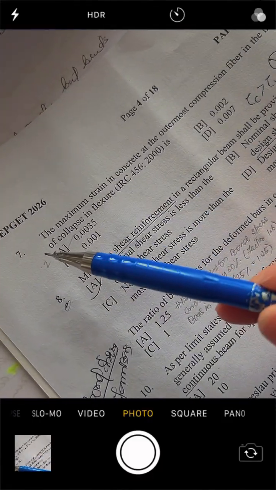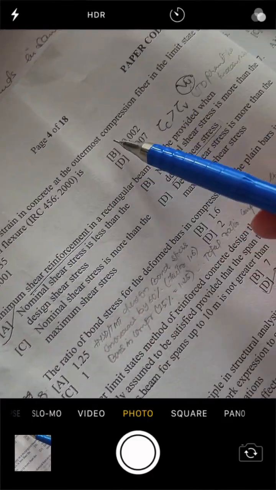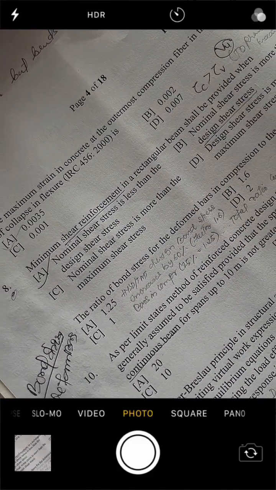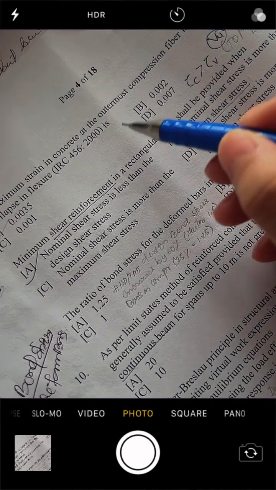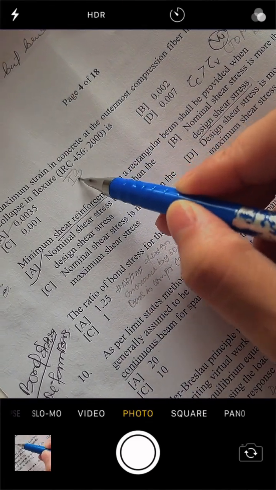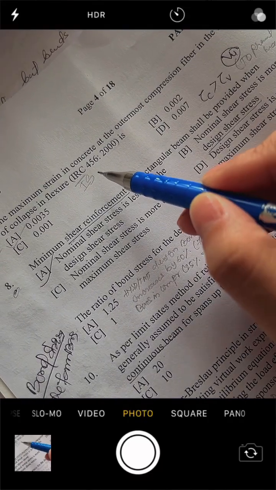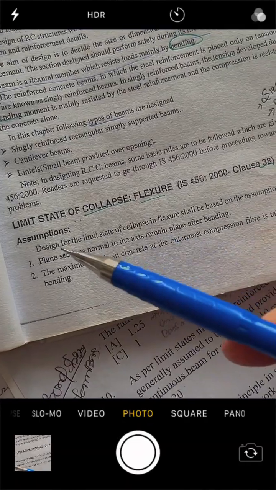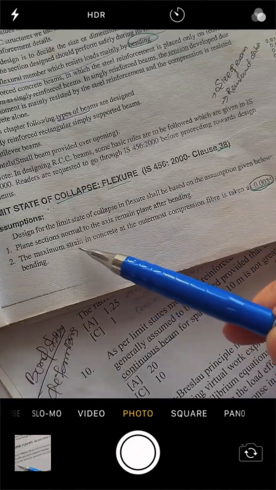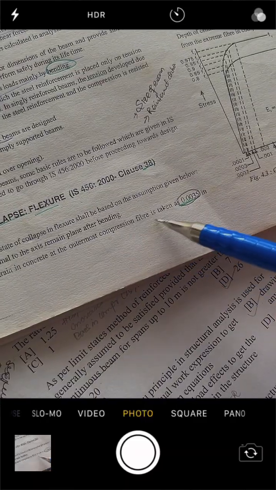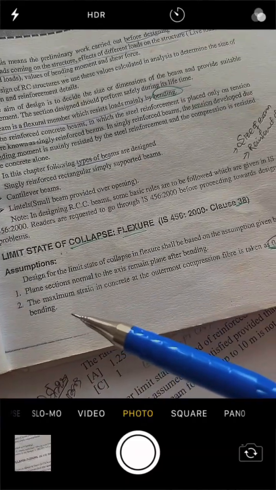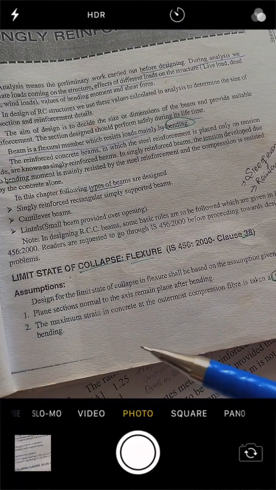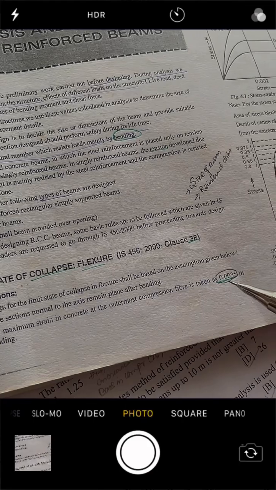Now let's move on to question number 7. The maximum strain in concrete at the outermost compression fiber in the limit state design of collapse in flexure, as per IS 456-2000, is 0.0035. I think here it should be IS, not IRC. This is also from the assumption, as you can see here, that the maximum strain in concrete at the outermost compression fiber is taken as 0.0035 in bending. How it came, all of these things I cannot explain to you. It will be a very long video, so just remember this.